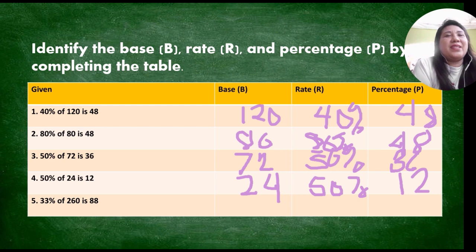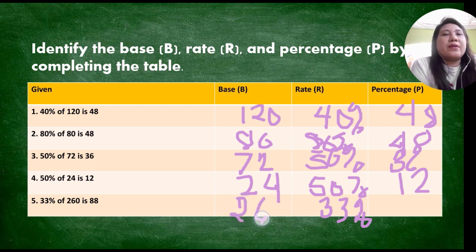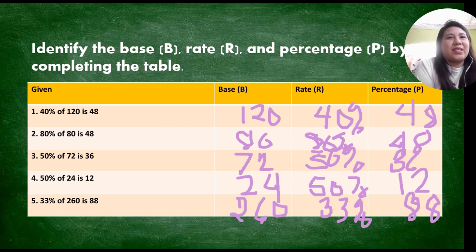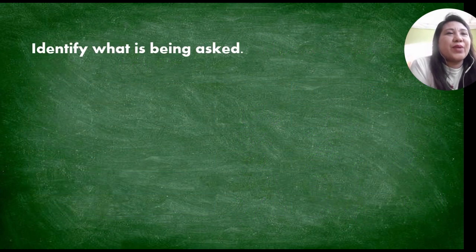Very good. So let's have the last one. 33% of 260 is 88. What is 33%? Very good. So 33% is your rate. 260 is your base. And 88 is your percentage. Did you complete the table? Okay, very good. Let's have another activity.